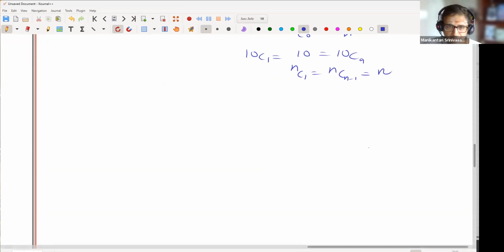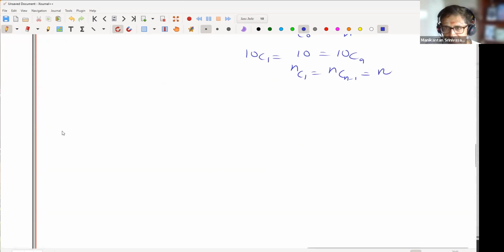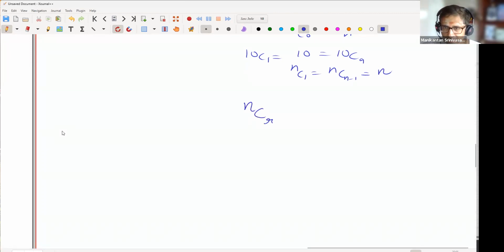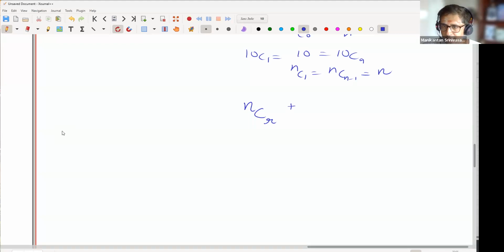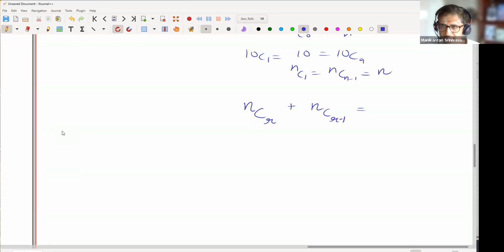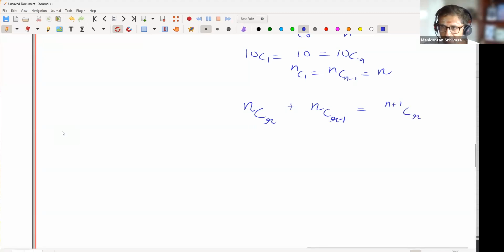In fact, we'll do binomial expansion right after this, and this will be clear. Those are the extreme ends. The other thing I wanted to say is, if I have n choose r plus n choose r minus 1, that is the same as n plus 1 choose r.